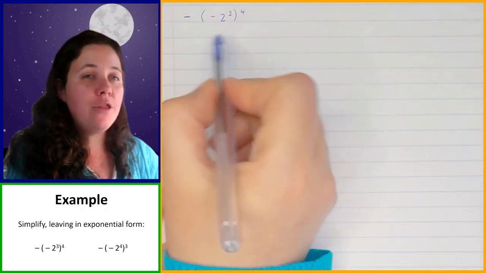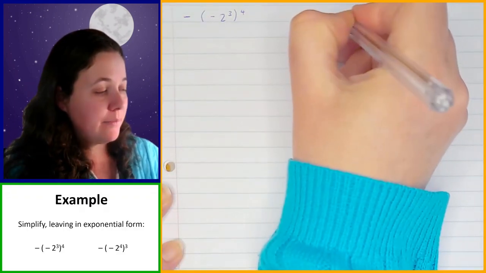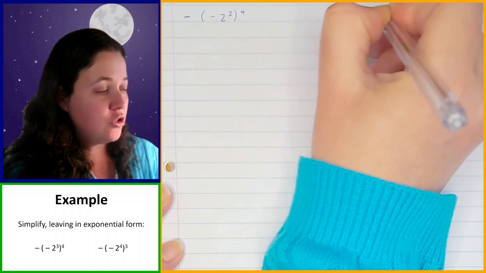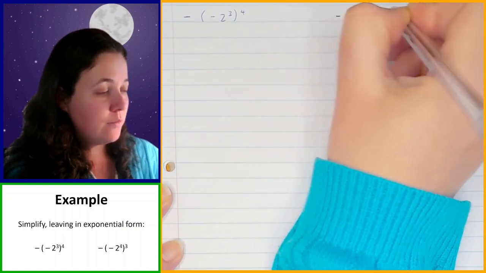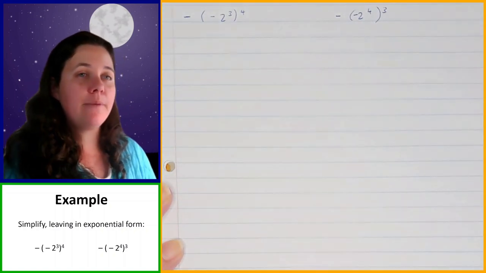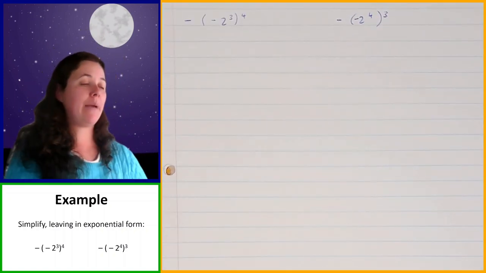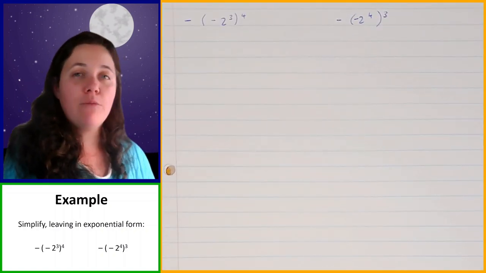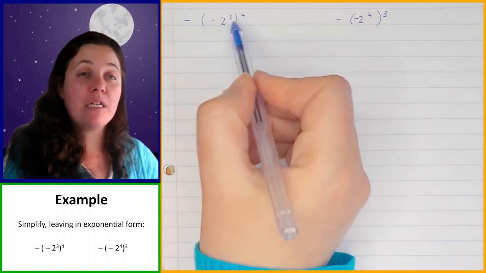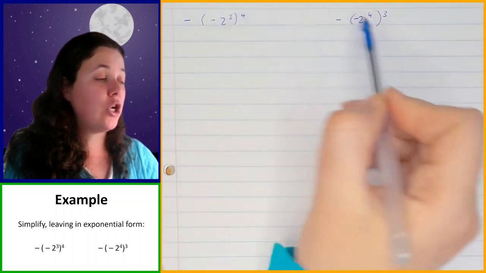We're going to compare this one to this one over here. Negative and then negative 2 to the power of 4 cubed. Okay, so we're going to compare what happens with these two. Now they look very similar, but there is a significant difference in that the exponents are the other way around.